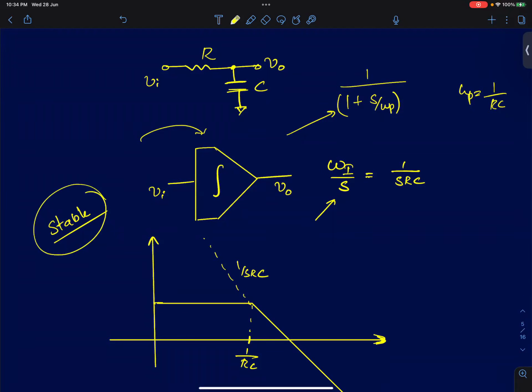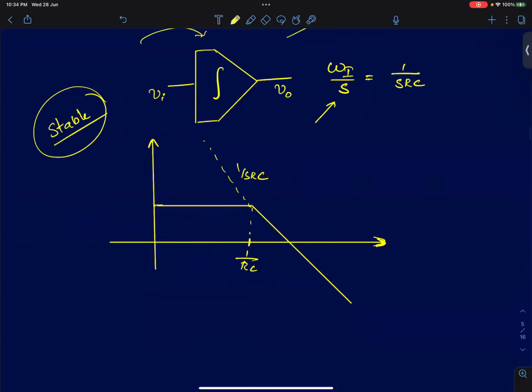Now we'll try to plot the frequency response of both the first order system and the integrator. How is it going to look? For a first order system, the DC gain is 1 or 0 decibels. Normally we use Bode plots to plot transfer functions, so we take 20 log of the magnitude of the transfer function. 1 means it's 0 dB.